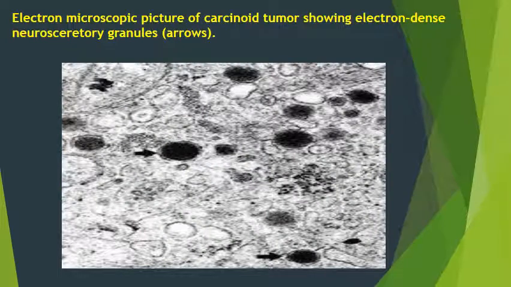Electron microscope showing neurosecretory granules. These are neurosecretory granules, which are also the characteristic feature of the carcinoid.